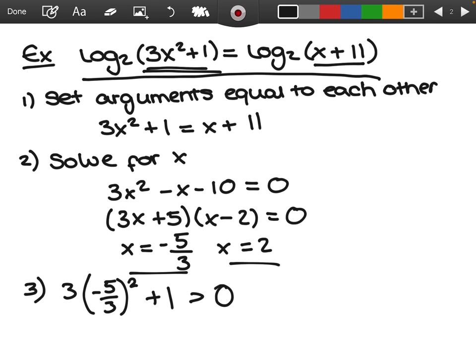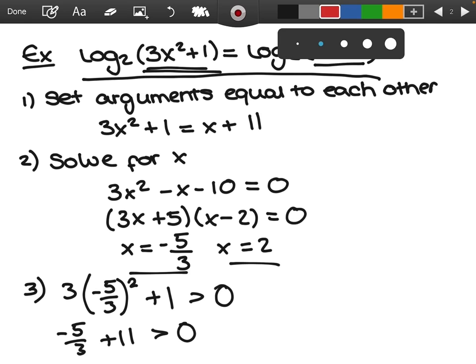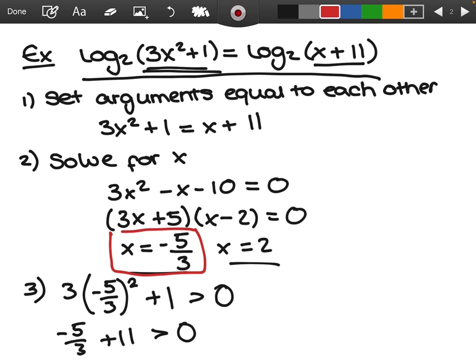So that would actually be greater than 0. And same when I plug negative 5 over 3 into my right-hand side, I would get negative 5 over 3 plus 11, and again that's greater than 0. So that tells me that x is equal to negative 5 over 3 is a valid solution. Okay? If either one of those would be less than 0, then that solution is not valid. We cannot use it and we get rid of that particular x value. But in this case, that is a valid solution to our problem.